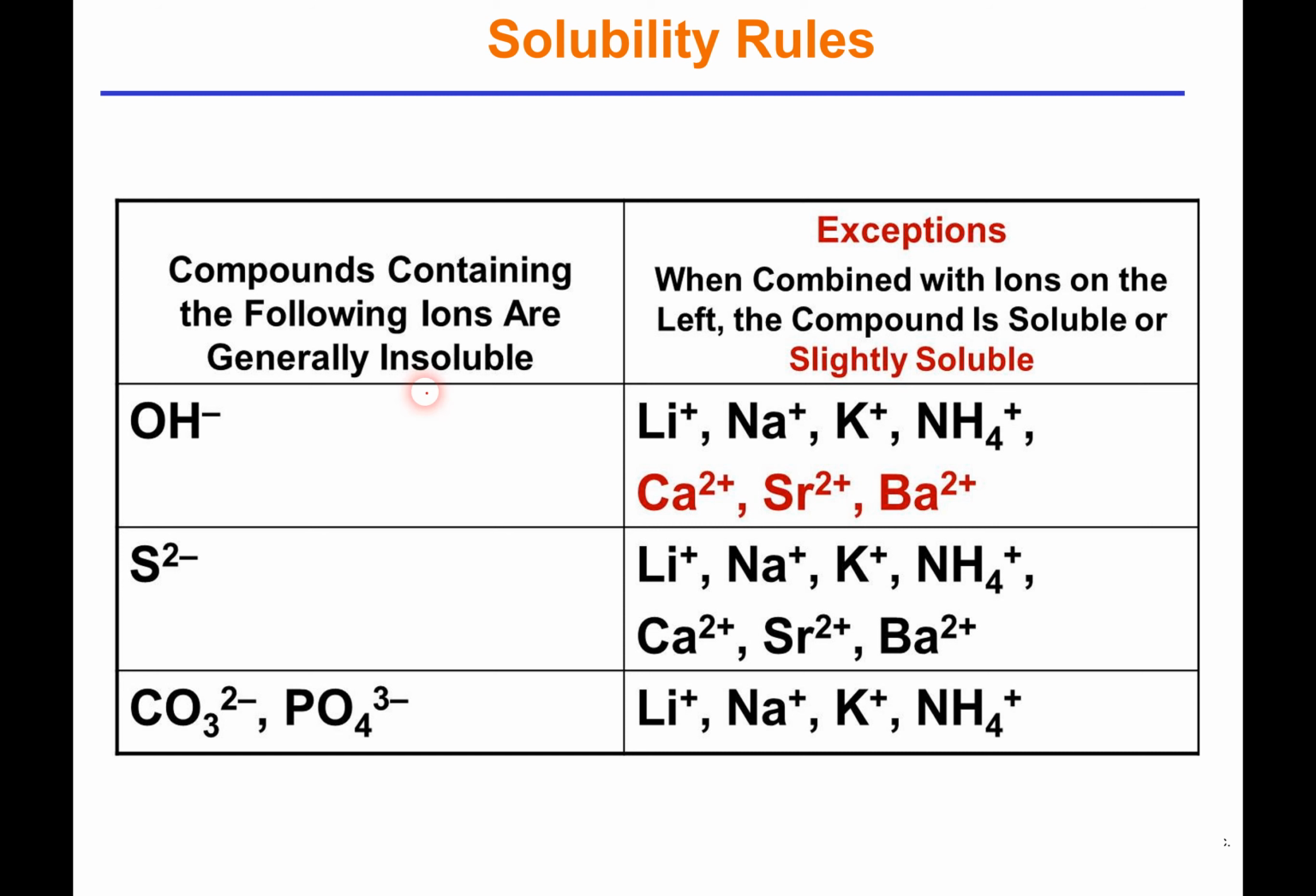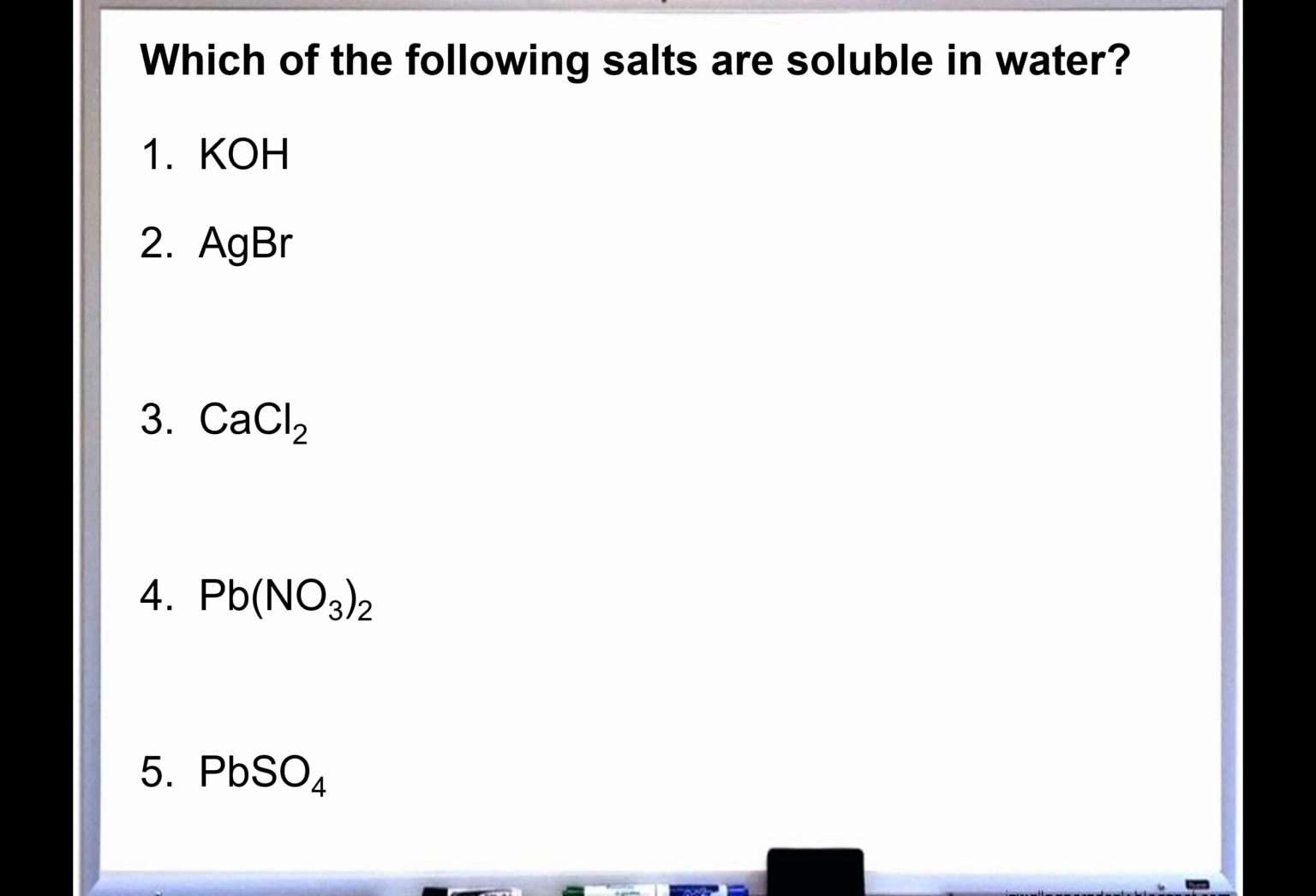Sulfide compounds are generally insoluble unless paired with what? Group 1 and group 2. So hopefully you kind of get the idea here. Then carbonates. You just go through this and you need to get some touchstones. Things like lead and silver are your touchstones, and I know group 1 is going to be soluble. Things like that you've got to get a feel for.